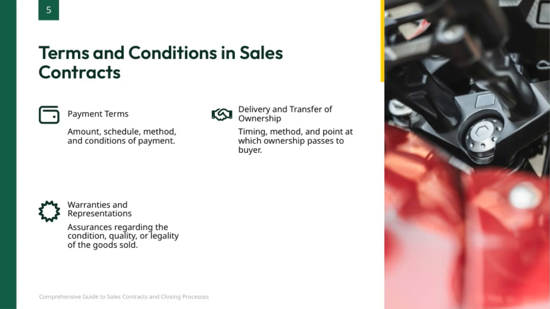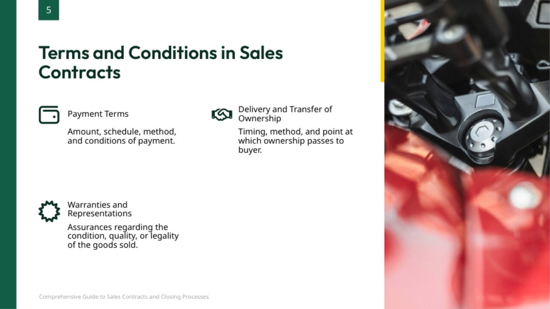Now let's move on to the next key aspects of sales contracts. First, we have the amount, schedule, method, and conditions of payment. It's crucial to clearly specify how much is to be paid, when payments are due, and by what method, whether it's bank transfer, check, or another form. Additionally, outlining any conditions tied to payments helps prevent misunderstandings.